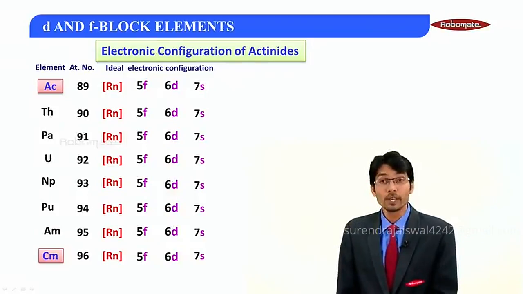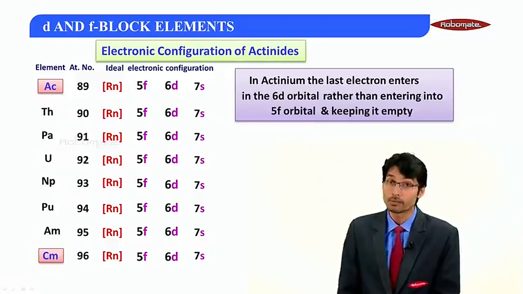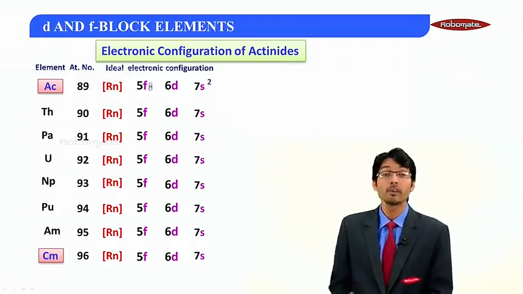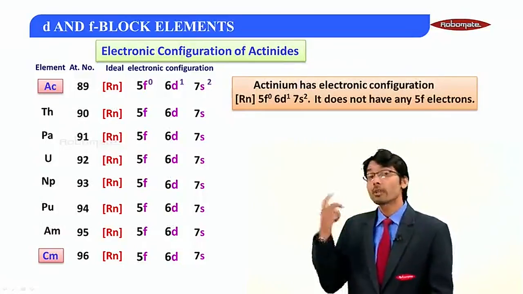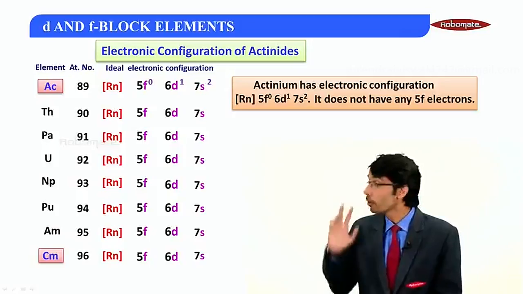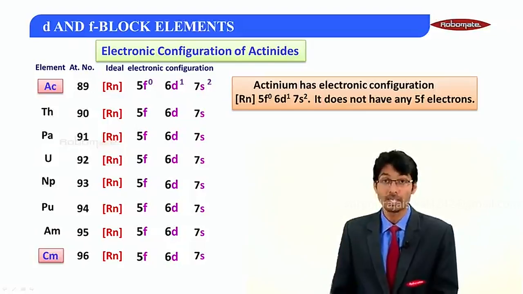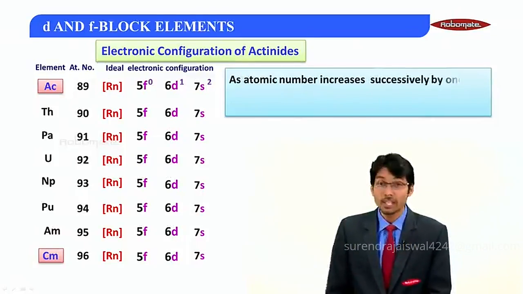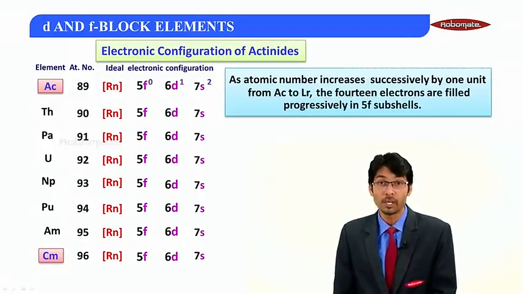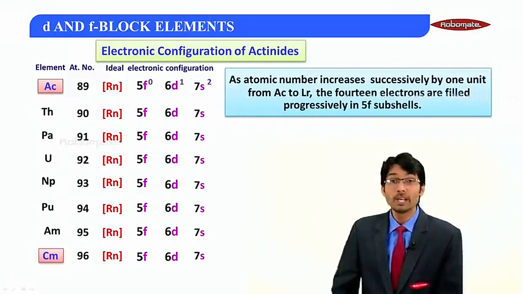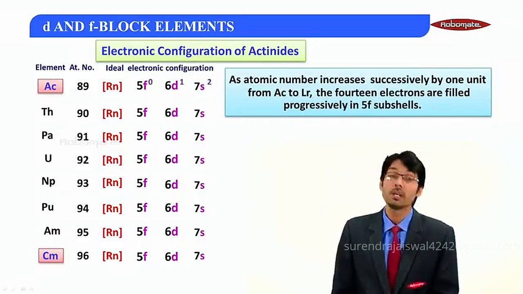Let us discuss the configuration of actinium. Actinium does not have an electron in the 5f orbital, so its configuration is 5f0 6d1 7s2. Since actinium has no 5f electrons, it cannot be taken as an f block element. It is taken as a transition element or d block element. But after actinium, the atomic number of each element increases by 1 unit, so now the electron enters the 5f orbital, keeping 6d and 7s constant.